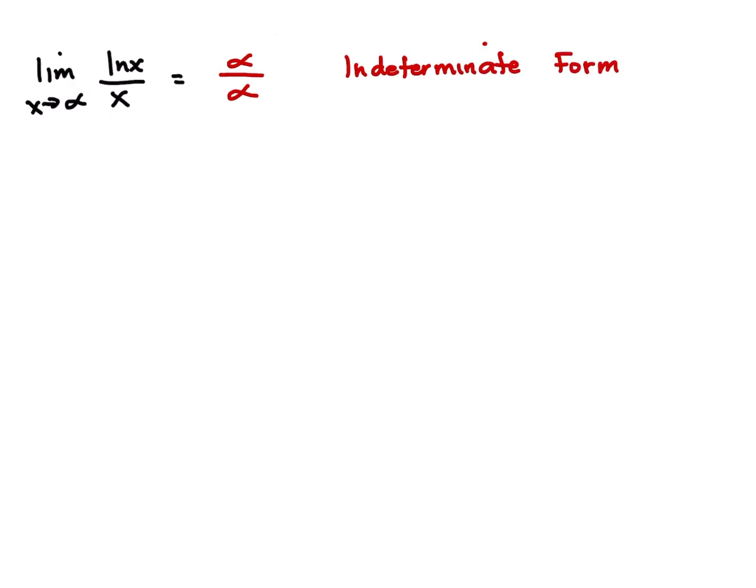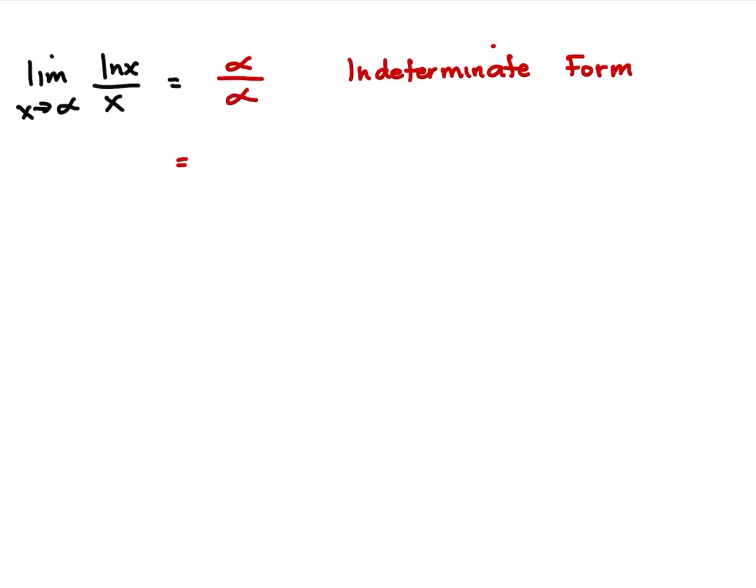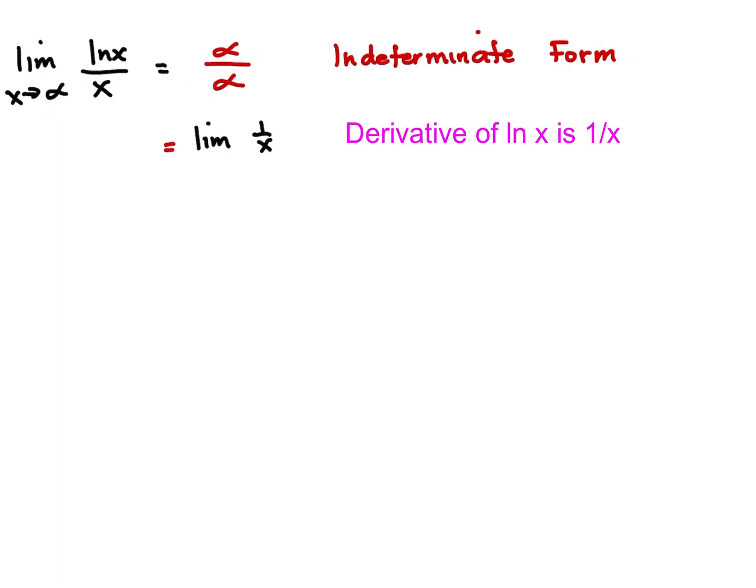So just like what we did in the previous example, we have to differentiate both numerator and denominator. And so this becomes the limit of x over the derivative of x, which is 1, as x approaches infinity. Or the limit of 1 over x as x approaches infinity. And you know that this is equal to 0.